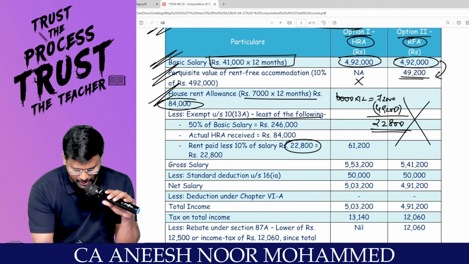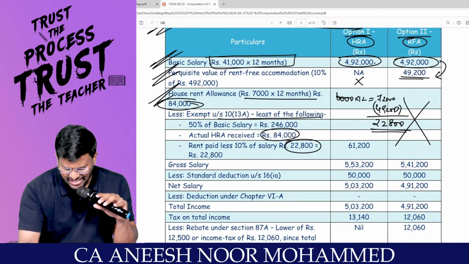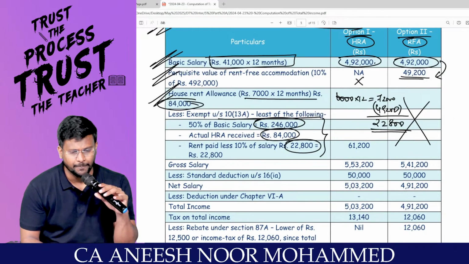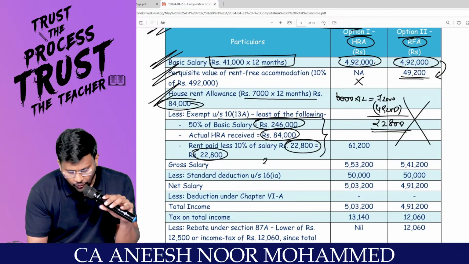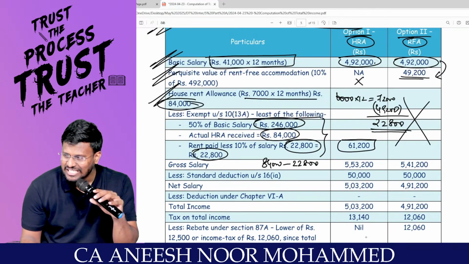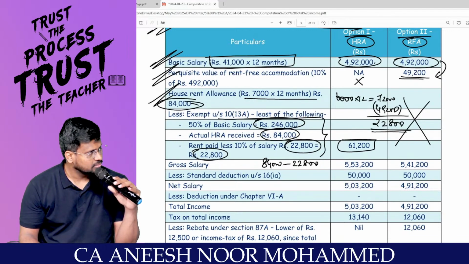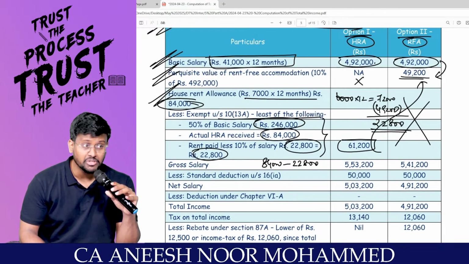What is the actual HRA received? 84,000. Next one, 50% of basic salary: 4,92,000 into 50% comes to 2,46,000. Comfortable? The least of the three is 22,800. So from 84,000, if you reduce 22,800, you will get the answer as 61,200 as the taxable HRA. Here, look, 49,200. Here, look, 61,200. HRA is costly.